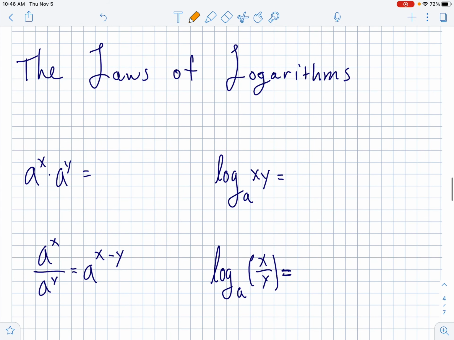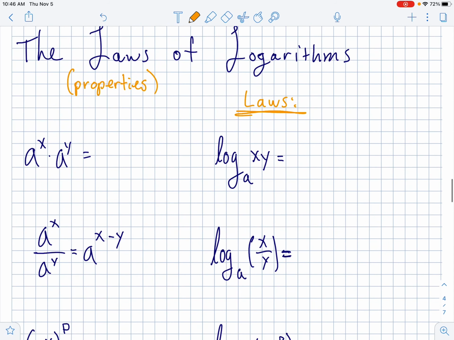All right, you guys, the laws of logarithms. These are also called properties in a lot of textbooks, but IB calls them laws. So the laws are going to be all on this side over here. The way I always remember them is by thinking about their exponent cousins. So exponent cousins say, let's use pink.